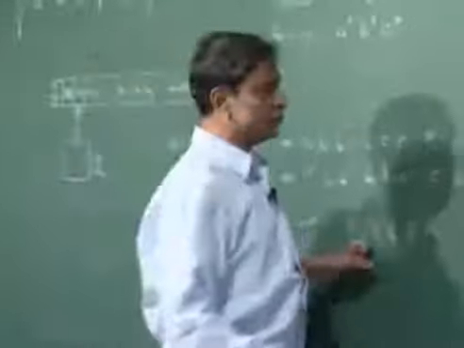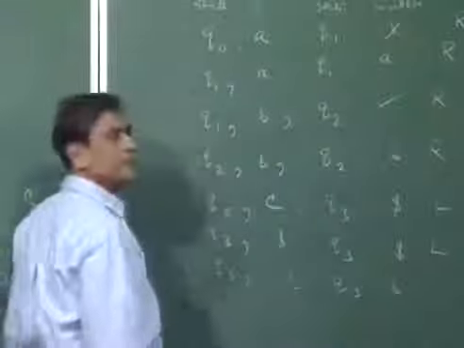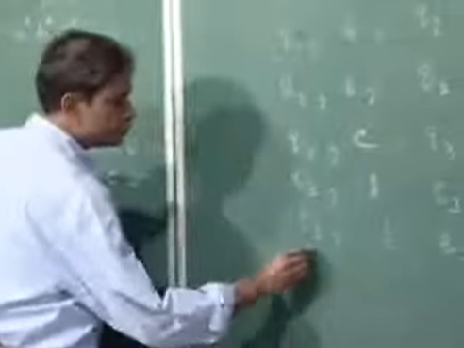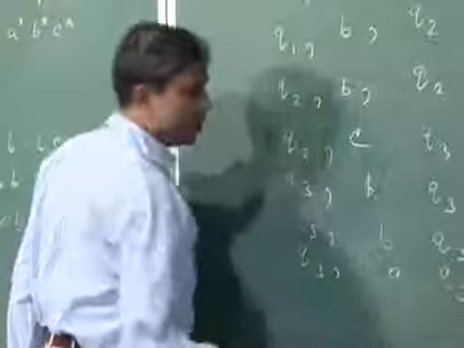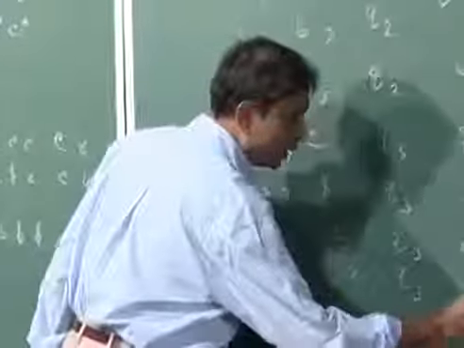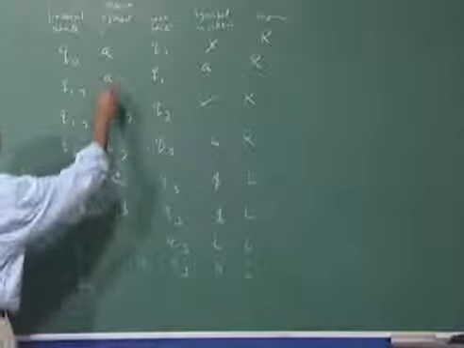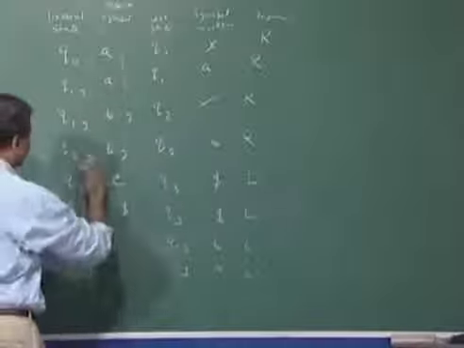if you see a B, you remain in Q3, do not change that symbol B, still move to the left. If you see an A, you remain in Q3, keep it A, still move to the left till you find a cross.